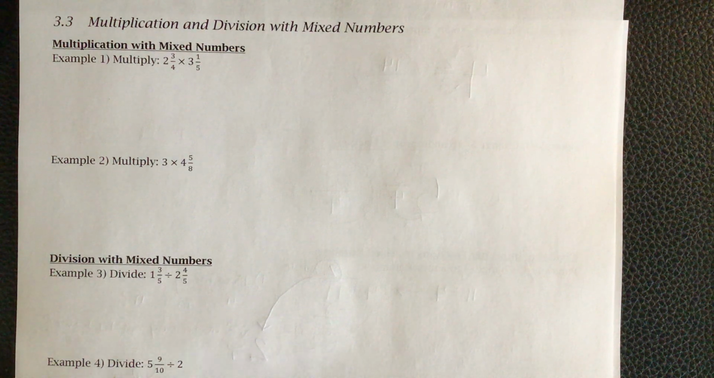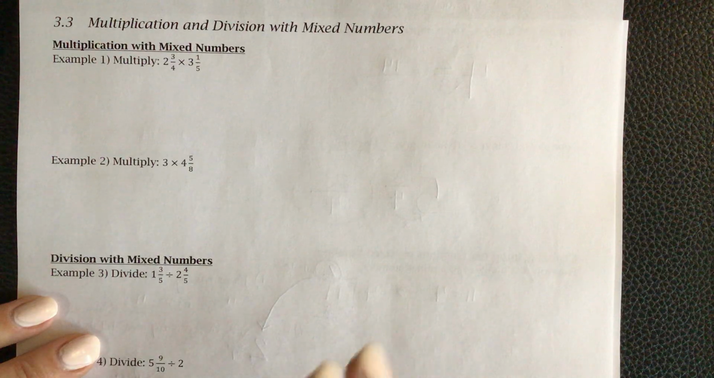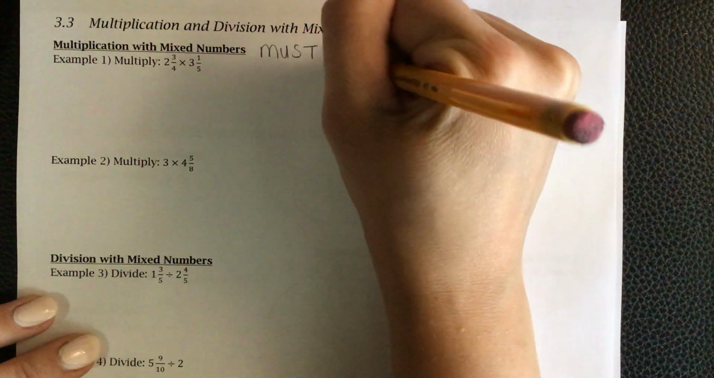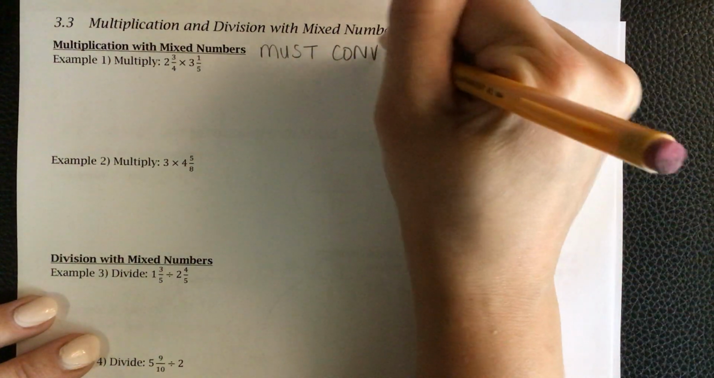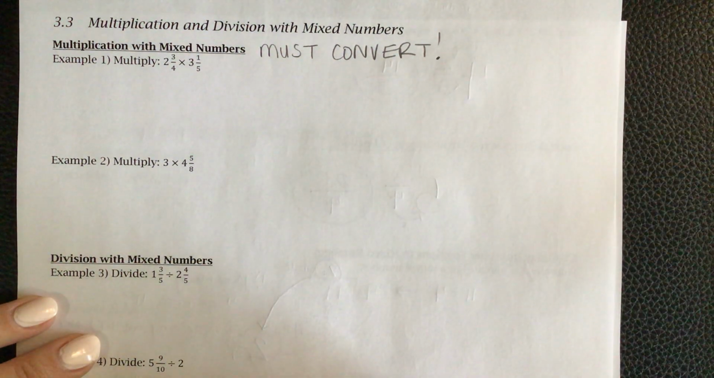This is 3.3, multiplication and division with mixed numbers. Multiplication with mixed numbers. Division with mixed numbers. Anything that is with a mixed number, you must convert it first. You're not going to want to, but you must convert it. It has to be an improper fraction.